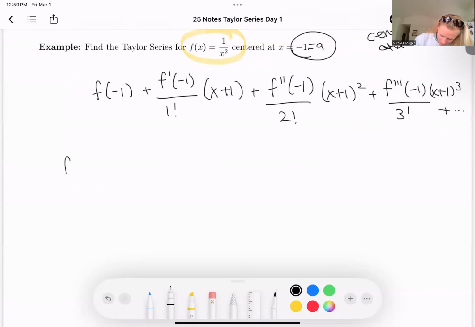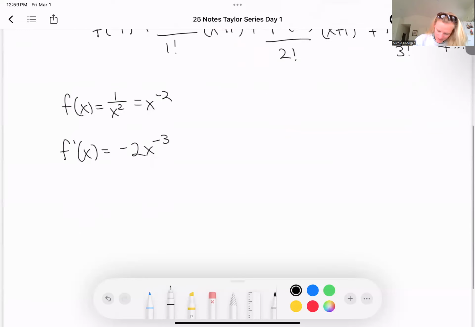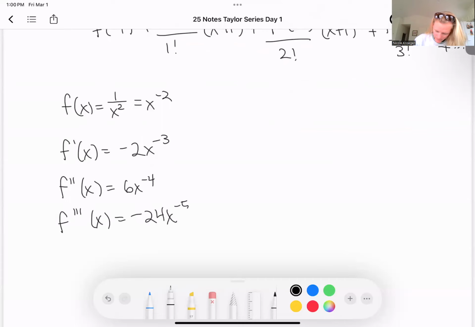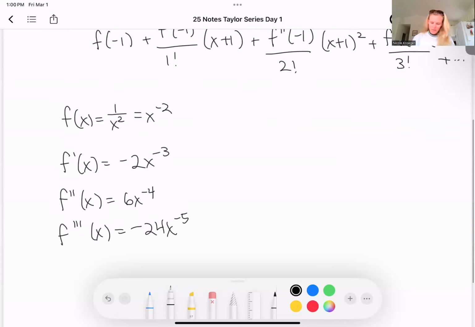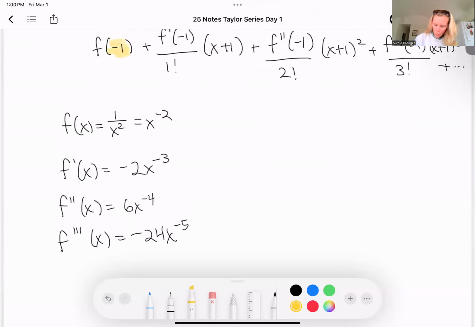So the function I'm working with is 1 over x squared, which I'm going to rewrite as x to the -2. If I take that derivative, I get -2 x to the -3. The derivative of that is positive 6 x to the -4th, and the third derivative will be -24 x to the -5. Okay, so now I need to plug -1 into each of these.